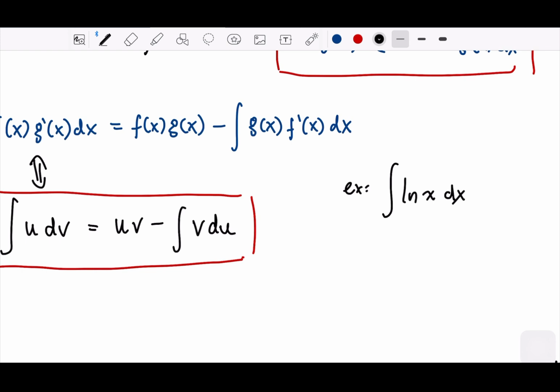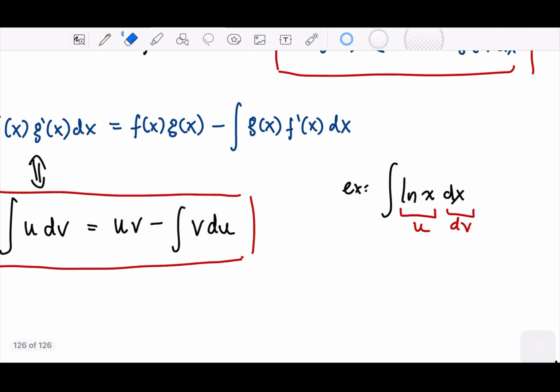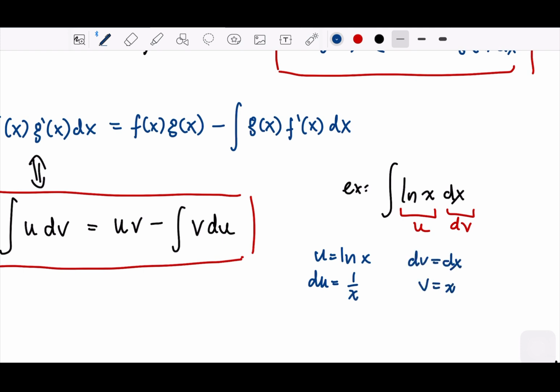Okay, this is how the integration by parts will take. We know that the derivative of ln x is 1 over x. So perhaps if we take ln x as u and dx as dv, then we can rearrange this. This is u, this is dv. So u is ln x, so du is 1 over x dx, and dv is dx, so v is x.